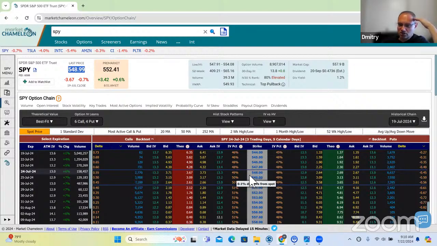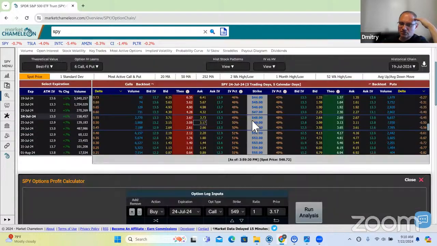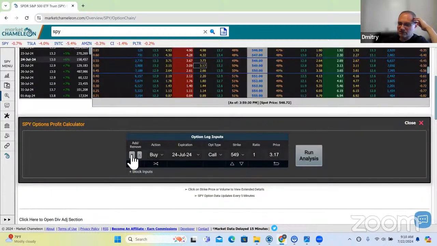So 549 strike, first let's do the call side. I'm going to click on the ask. And when I do that, you see the 549 call over here. The bid is 3.15 in the call, the ask is 3.17. So if we're coming in from the buy side, we're going to click on the ask. And then you see the first leg of this straddle: buy the July 24 549 call at $3.17. We're going to leave that price and just let it populate where the current market is.